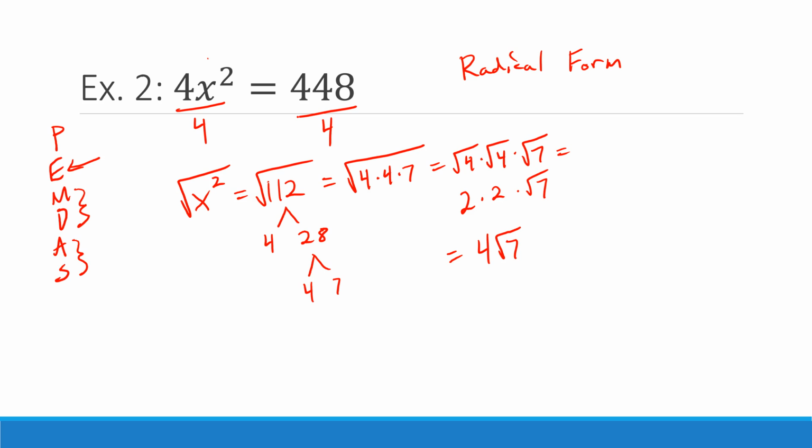But I know that it could also be negative. So I'm going to write plus or minus 4 root 7. The reason it can also be negative is because whether I square a positive number or a negative number, they both come out positive. So plus or minus 4 root 7.